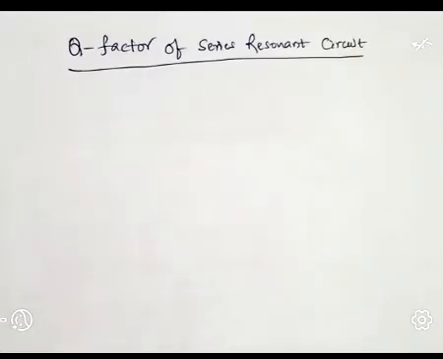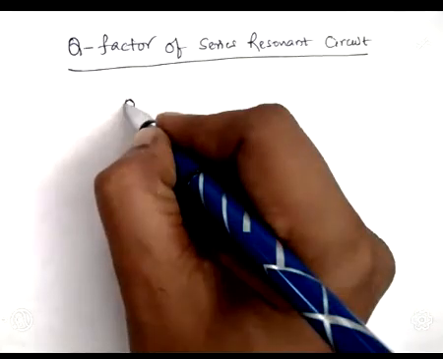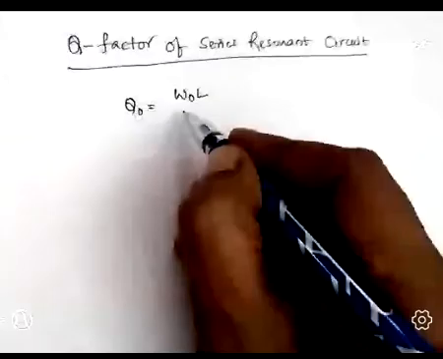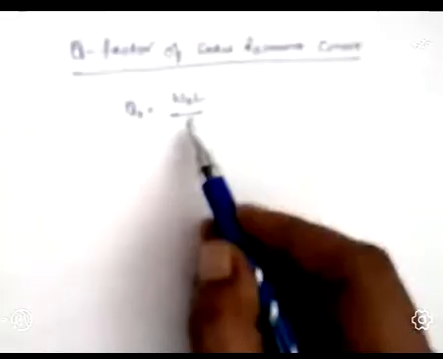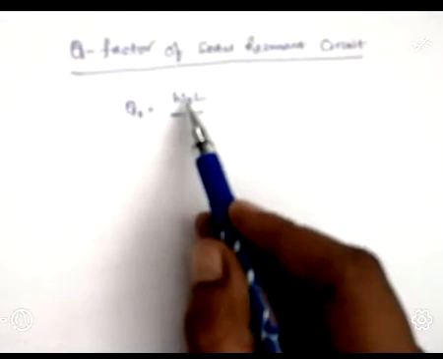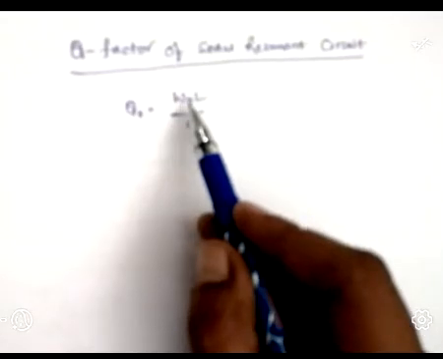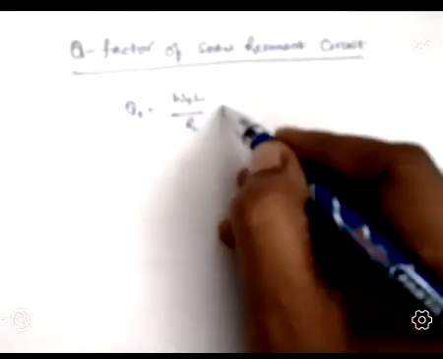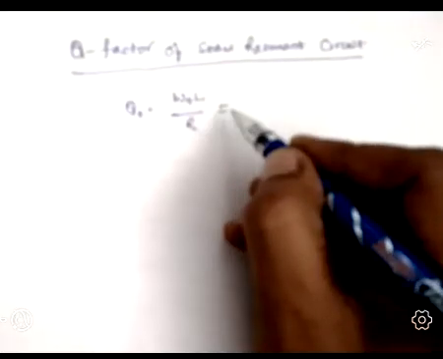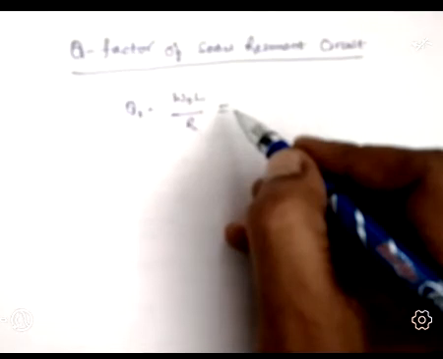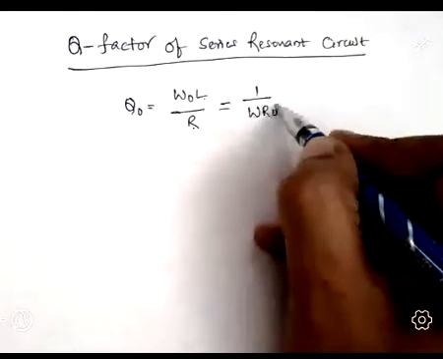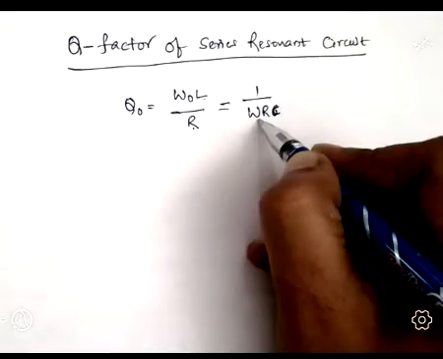Hence, the quality factor of the series resonant circuit is denoted by Q naught, equal to omega naught L by R. In the previous video, we discussed the quality factor of a circuit containing a resistor in series with L, that is omega L by R. And for the resistor in series with a capacitor, we calculated it as omega RC, but since we are discussing in terms of resonance, I'm going to represent it as omega naught.